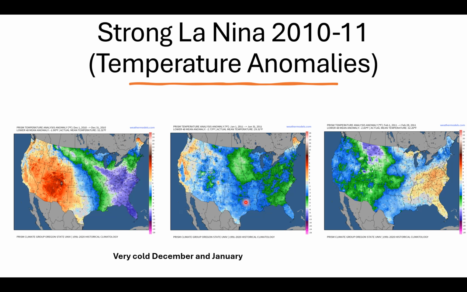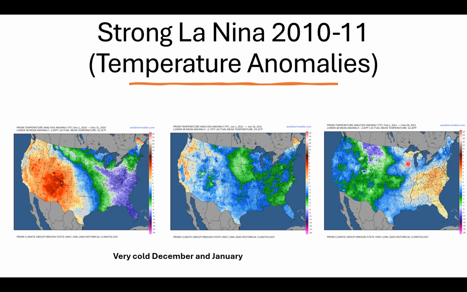Now, look over here in the middle. We have January of 2011. These are the temperature anomalies for that particular month of the 2010-2011 winter season. We have a lot of blue and a lot of green, right? So that indicates well below normal temperature anomalies for January across much of the United States.